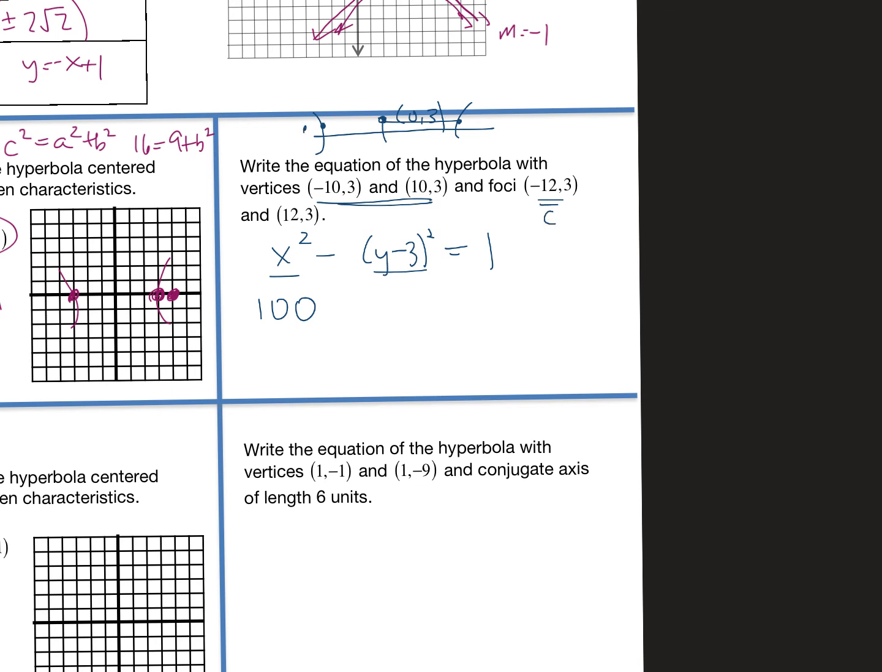All right, and then it looks like focal points are at negative 12. Okay, so c is negative 12, or c is 12. All right, so c squared equals a squared plus b squared. So 144 equals 100 plus b squared. That means b squared is 44. All right, 2 more to go.